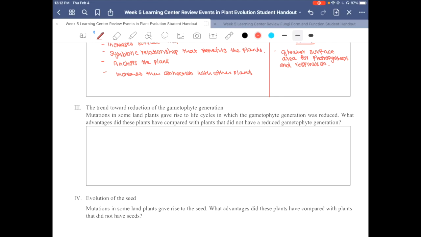Next question is: mutations in some land plants gave rise to life cycles in which the gametophyte generation was reduced. What advantages did these plants have compared to the plants that do not have a reduced gametophyte generation?